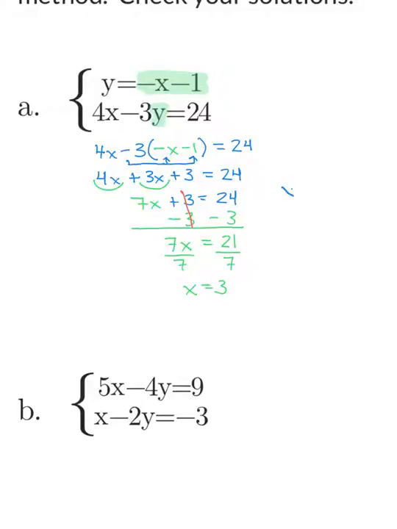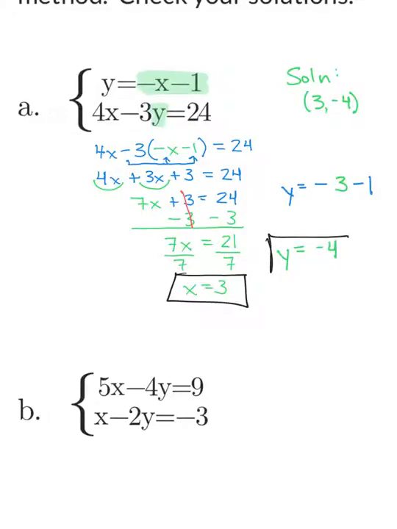So if we plug this in, we get y equals minus 3 minus 1. And if we simplify this, we get y equals negative 4. So my solution is 3 comma negative 4. Remember, points are always written x comma y. You can also just leave it like this.